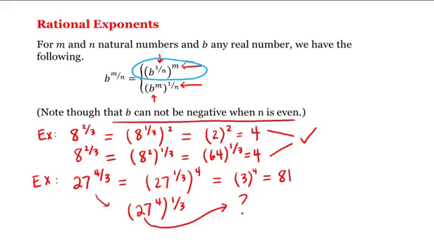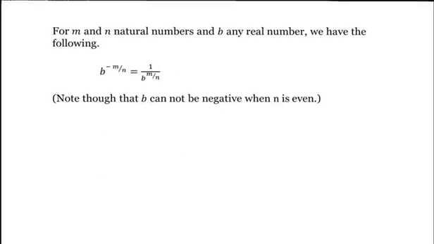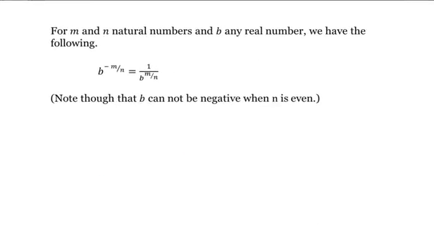All right, what about rational exponents that are negative? What we do is we take 1 over b to the positive m divided by n. And then we do what we did before. For example, let's say we wanted to compute 9 to the negative 3/2 power. This is the same as 1 divided by 9 to the positive 3/2 power.